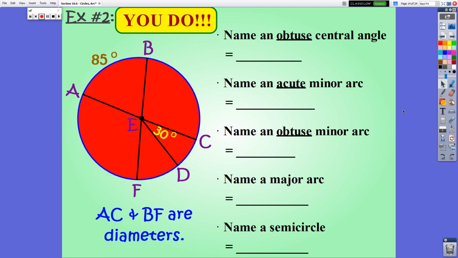All right, the last example. This is your you-do problem. Based on all the information that we calculated in the previous problem, I want you to name 5 things. I want you to name an obtuse central angle. I want you to name an acute minor arc. I want you to name an obtuse minor arc. And I want you to name a major arc in general, doesn't matter how big it is, but a major arc. And I want you to name appropriately a semicircle.